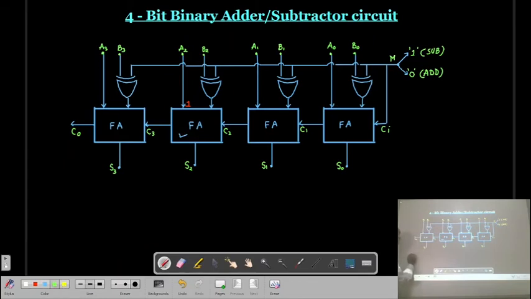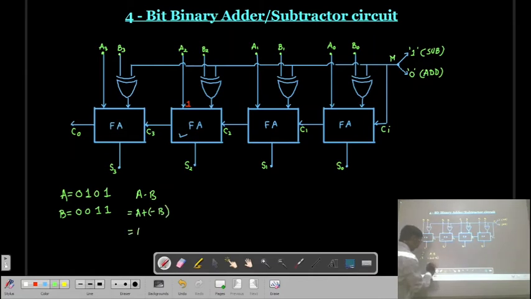Okay. So for the subtraction, my number again I am taking as 0, 1, 0, 1 and the B number is 0, 0, 1, 1. Okay. So in subtraction, I already mentioned that A minus B is nothing but A plus minus B. Means it is A plus 2's complement.